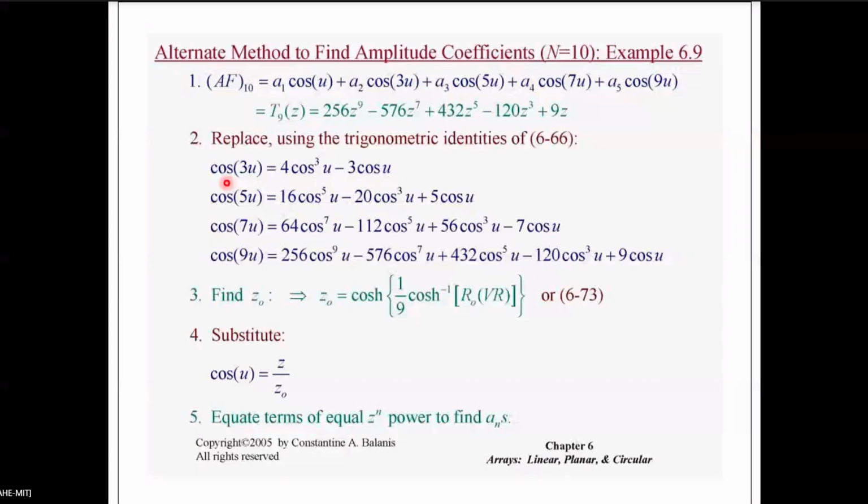M equal to 6. Cos 6u is equal to 32 cos to the power of 6 u minus 48 cos to the power of 4 u plus 18 cos squared u minus 1, that is for m equal to 6. M equal to 7 is given by this.